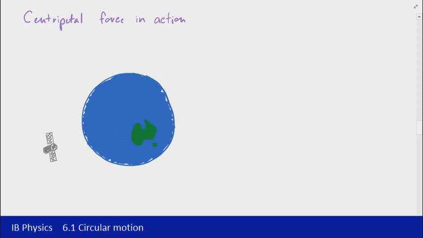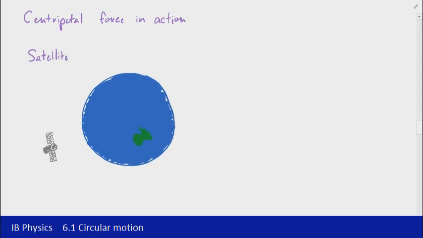Continuing looking at circular motion, we've looked at the ideas of centripetal force and centripetal acceleration. We're now going to have a look at some specific examples where centripetal force is at play. You can see here I've started off with a diagram of a satellite around the Earth. Just to speed this up, I've produced some diagrams already that we'll have a look at as we go through.